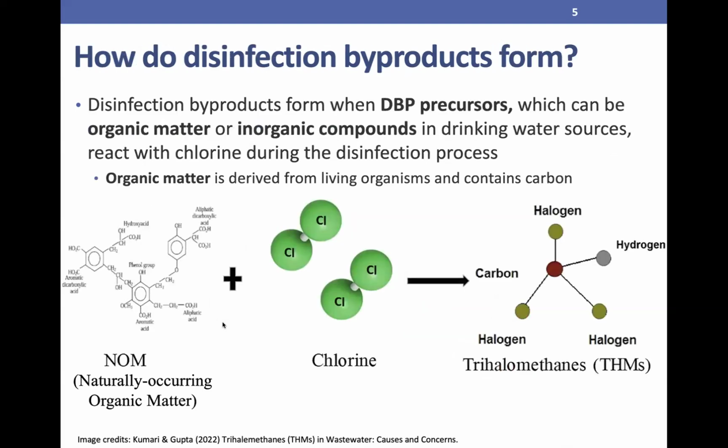Disinfection byproducts form when DBP precursors, which can be organic matter or inorganic compounds in drinking water sources, react with chlorine during the disinfection process. Organic matter is derived from living organisms and contains carbon. Inorganic matter may also contain carbon but is not derived from living organisms. When DBP precursors, such as naturally occurring organic matter, react with chlorine during the treatment process, DBPs may sometimes form.